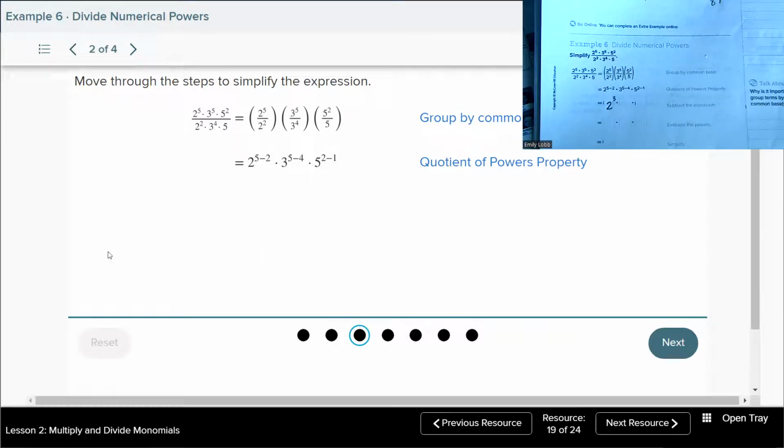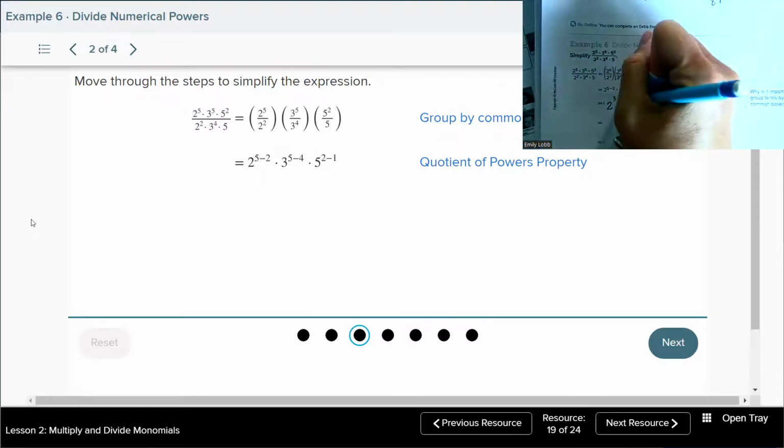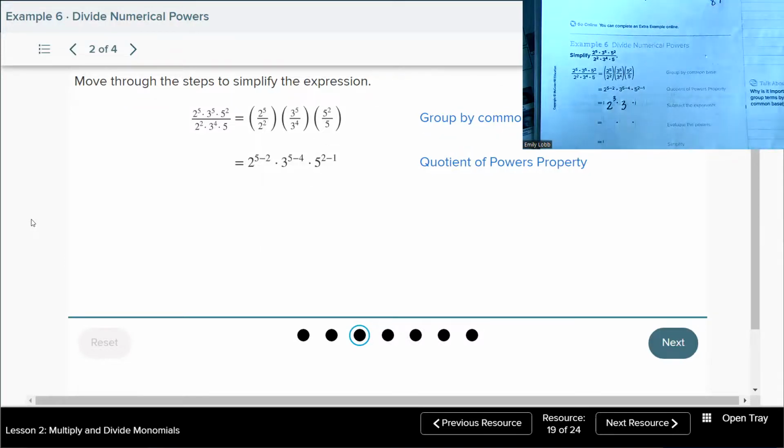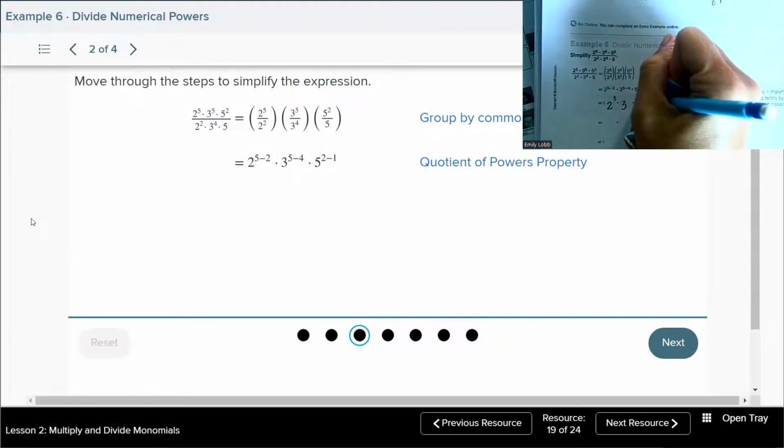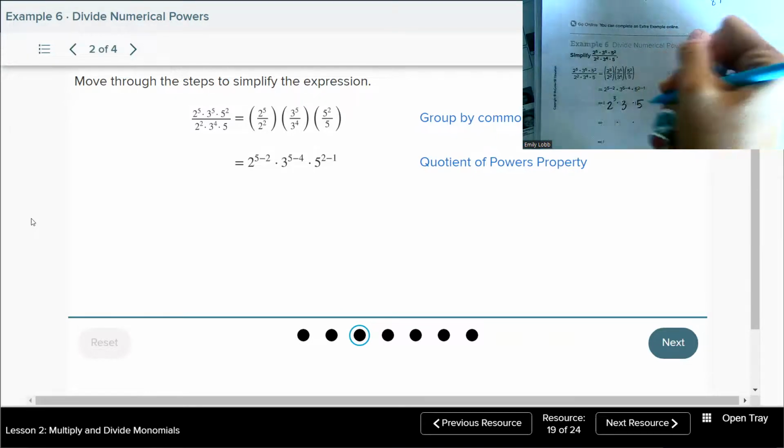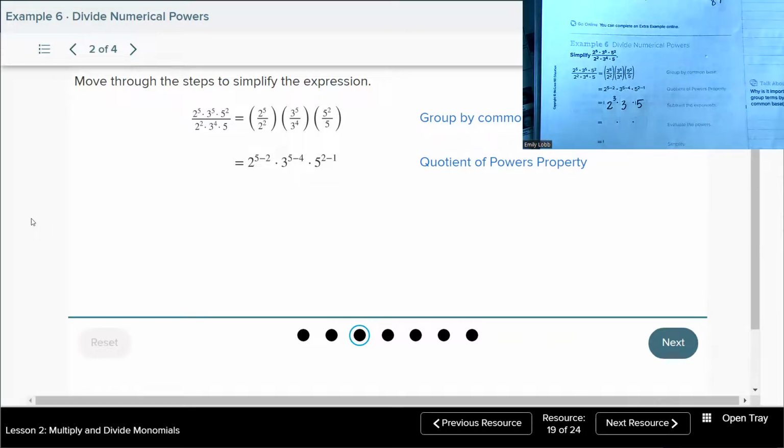The next one is 3 to what power? What's 5 minus 4? 1. Do I write 1 typically? No, I can just write just the 3 by itself. And 5 is to what power? 2 minus 1 is 1, so I'm just leaving that alone as well.